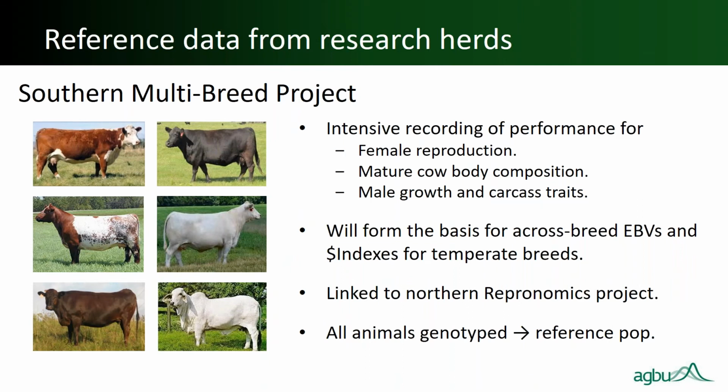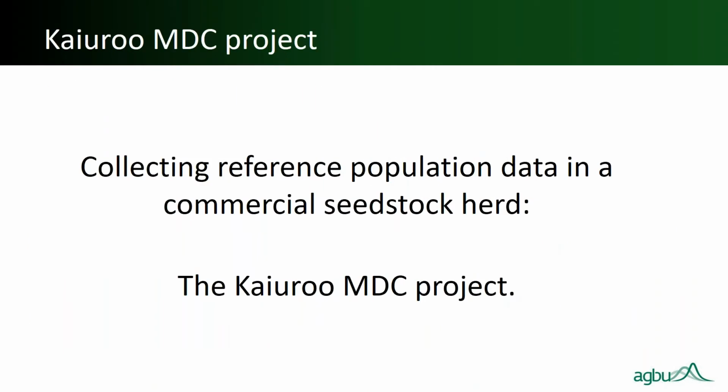The Southern Multi-Breed Project is a similar initiative, more focused on temperate breeds: Herefords, Angus, Shorthorns, Charolais, Wagyus, and also Brahmans who have been brought down to produce linkage with the Repronomics project. And again, we're recording those same sort of candidate traits, or really important traits around profitability, which is female reproduction, mature cow body composition, male growth and carcass traits, and again, all animals genotyped, all animals producing information that will go into the reference population.